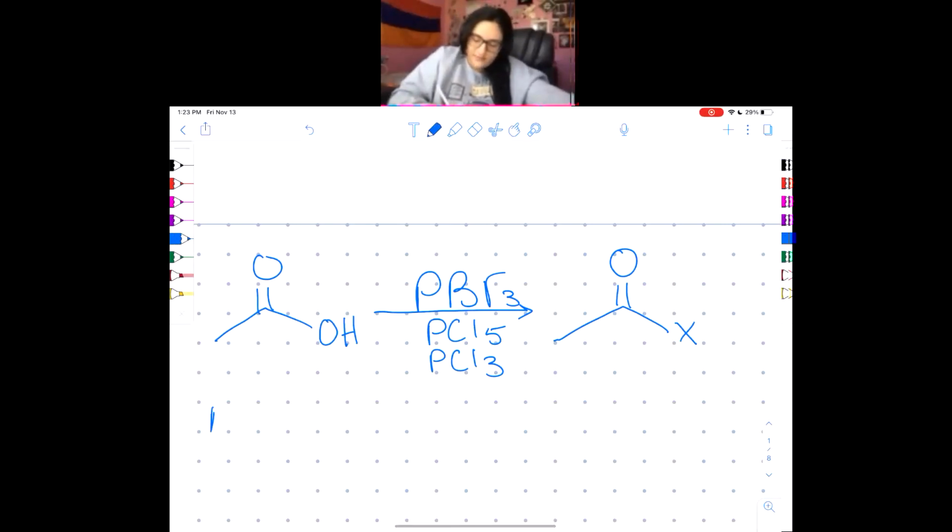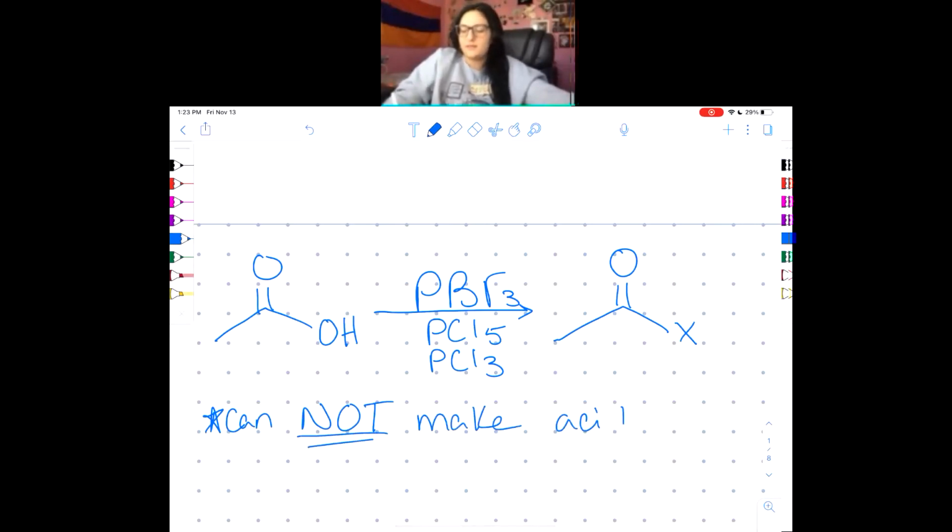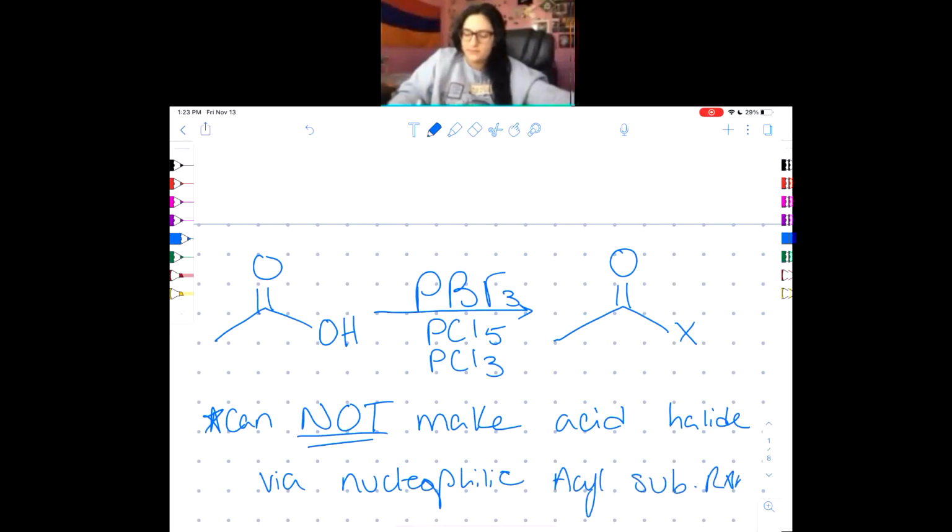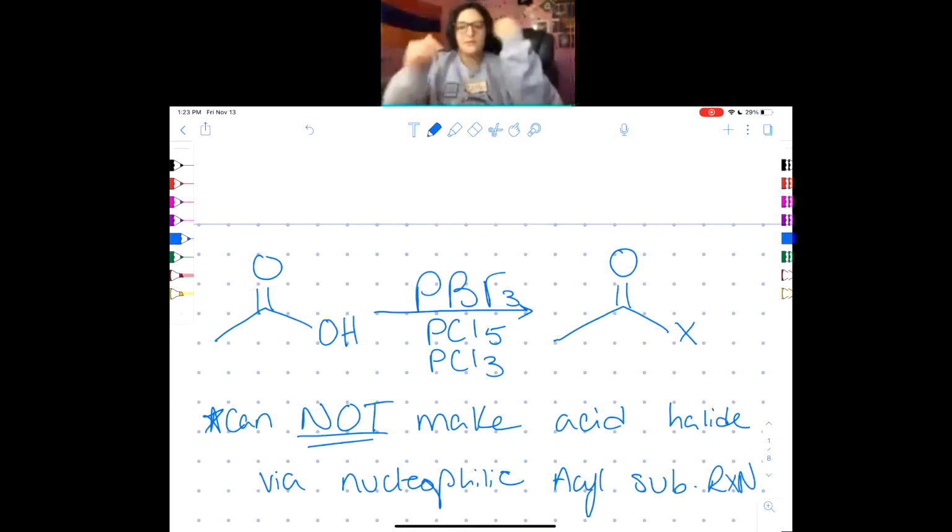So I'll write here, cannot make acid halide via nucleophilic acyl sub reaction. That looks like gibberish. There we go. Better? Are we all good?